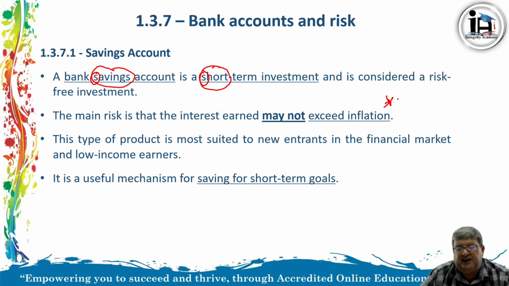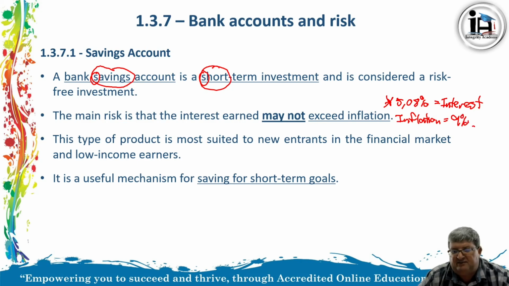Because if you earn, like we saw before in those other slides, let's say 5.08% interest on your money in your savings account, but the inflation is 9% or whatever, 8%, 7.6, you are on 5.8, so you are below inflation. So you will never exceed inflation. This type of product is most suited to new entrants in the financial market and low-income earners. It is a useful mechanism for saving for short-term goals.